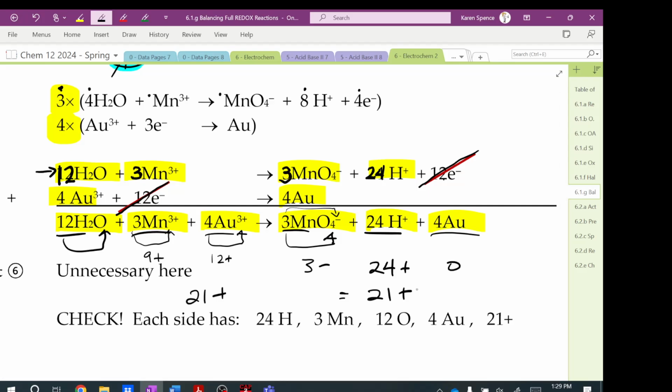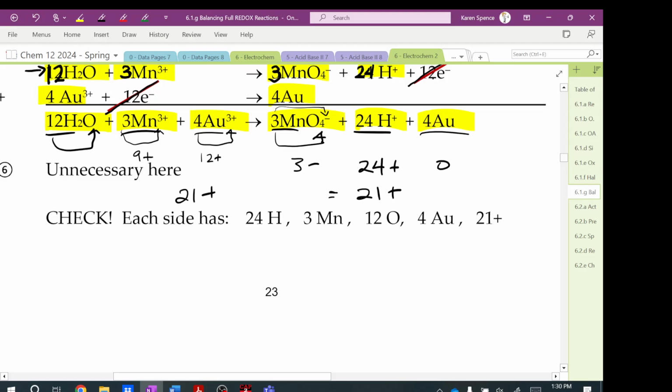I cannot stress to you enough that if you check your answer and you don't get matching things, then you have done it wrong and you need to go back and figure out where you went wrong. Did you do like Miss Spence and forget to write a negative charge? Did you write MnO instead of MnO4? What silly little thing did you do, right?